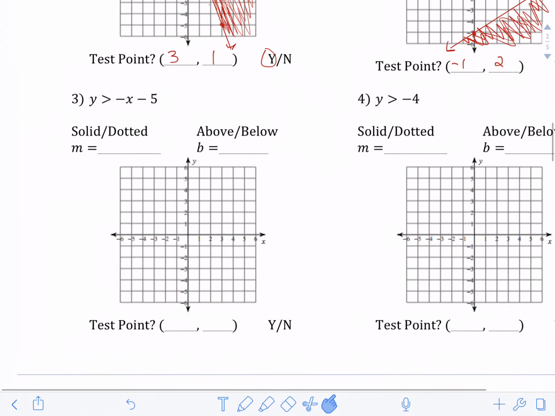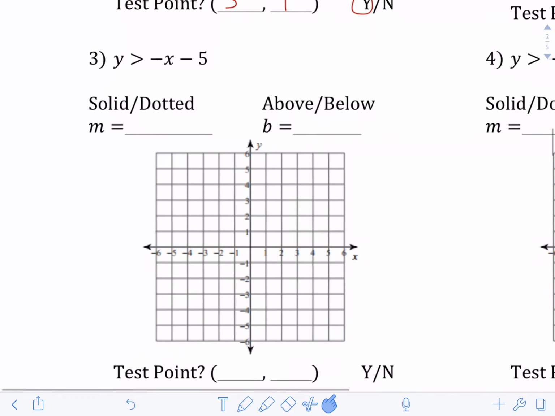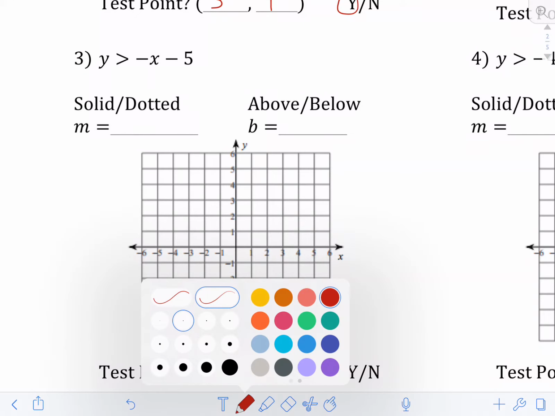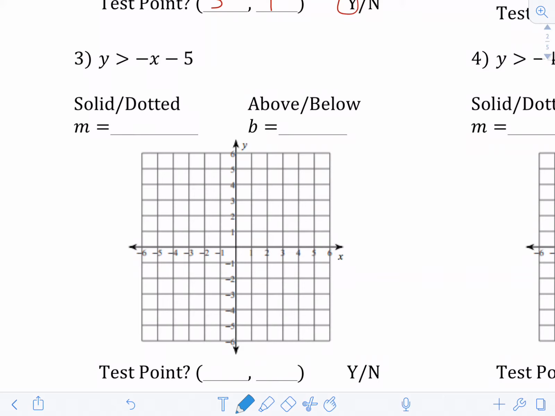Okay. Number 3. Again, first thing that you look at is your inequality symbol. There's no line underneath it, so I know it's going to be dotted. That is a greater than symbol, so I know I'm going to shade above. Again, there's my y, there's an x, so it's mx plus b. So my slope is -1, my y-intercept is (0, -5). So I'm going to graph (0, -5), and my slope is -1, so that means down 1 over 1. And since that's as far as I can go, I'm going to do the opposite.